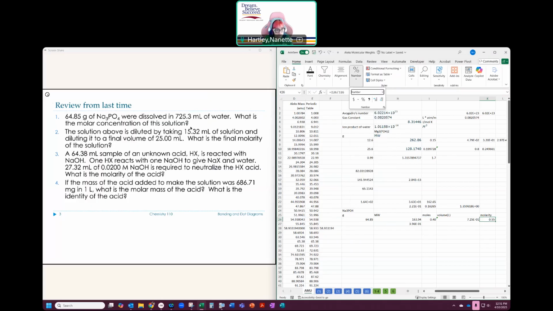The second question says the solution above is diluted by taking 15.32 milliliters of solution and diluting it to a final volume of 25 milliliters. What's the final molarity of that solution?